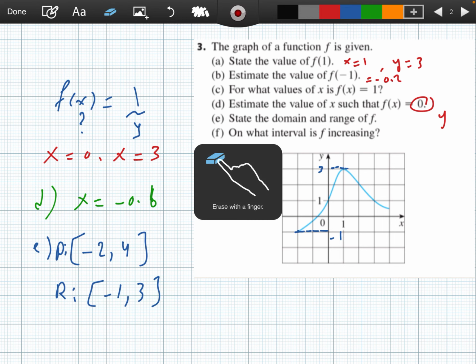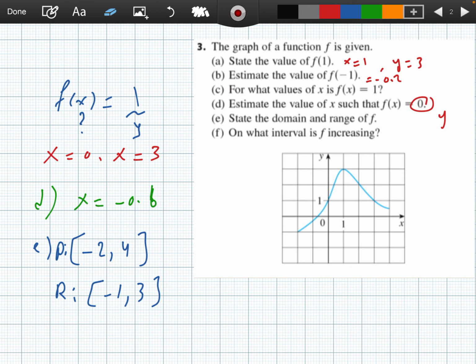On what interval is f increasing? Scanning from left to right, the graph starts from here. It shows going up until this point, so the graph is increasing, and the value is taken along the x-axis from -2 and it ends here, so from -2 to 1.